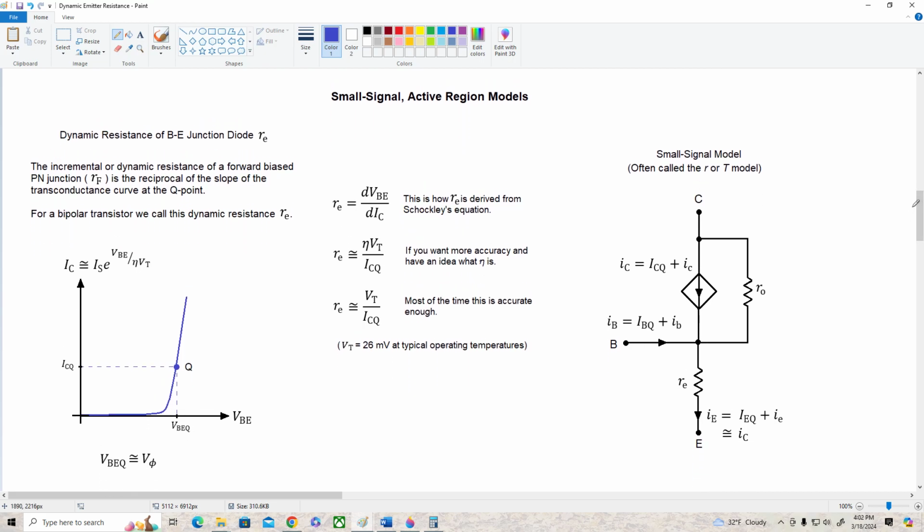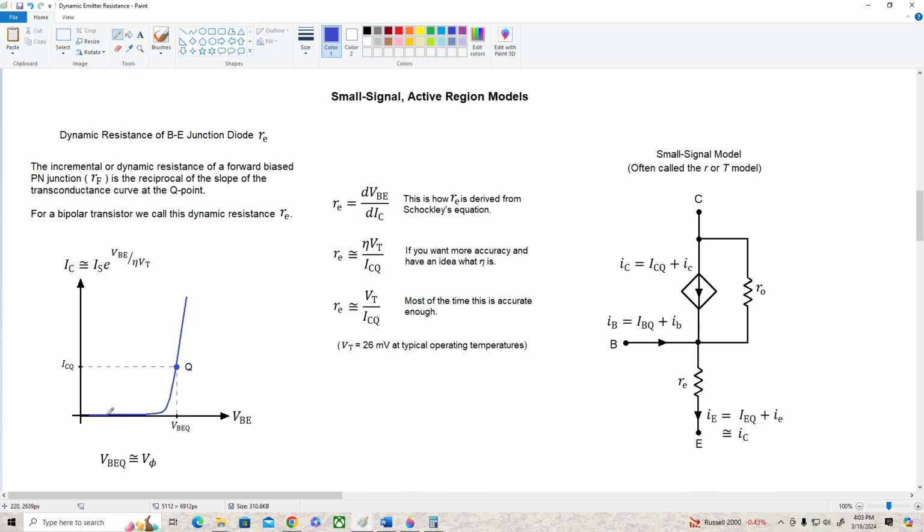Okay, the dynamic resistance of the base emitter junction for a transistor is designated as little r sub e. We use a lowercase r because it's internal to the transistor and it changes with the Q point. To get an idea what this is, look at this diode transconductance curve for some transistor. We have a Q point located at some VBE, we'll call VBEQ. VBEQ is approximately equal to the normal barrier potential assumption of, say, 0.7 volts, and that's relatively true over a wide range of collector currents.